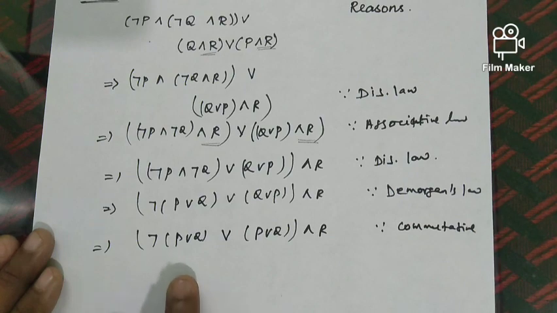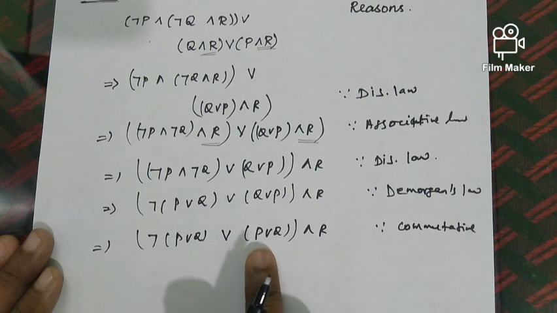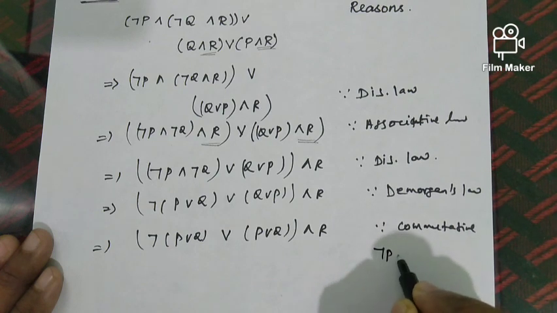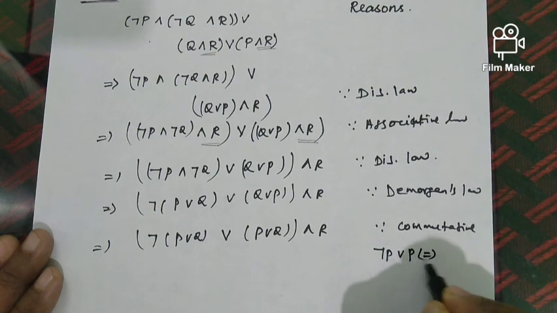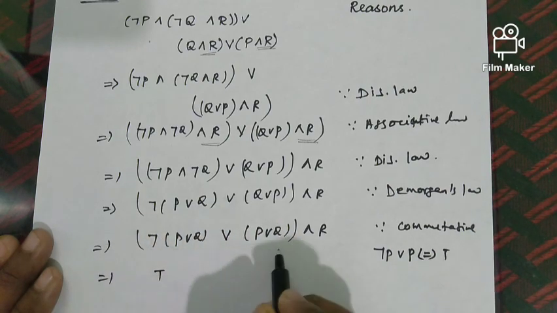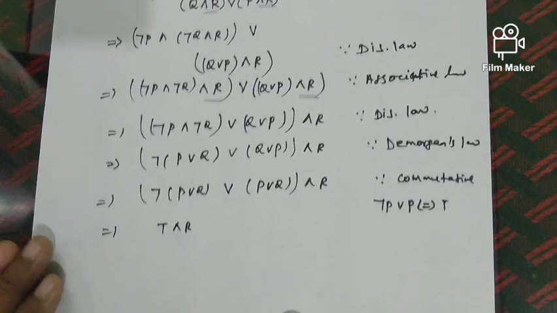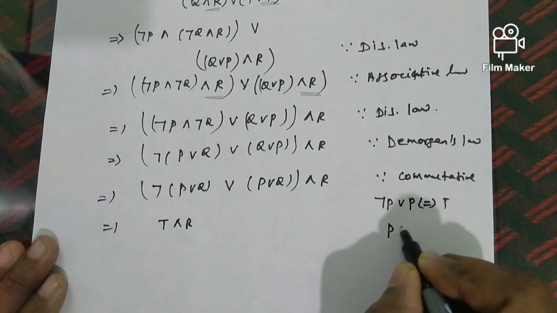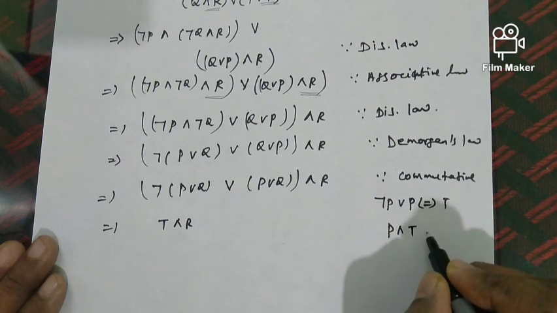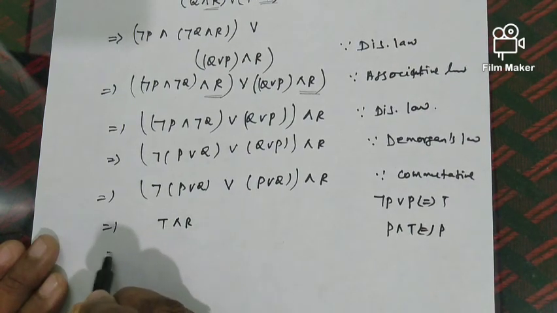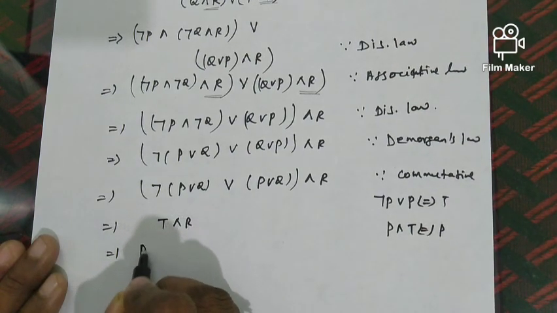Now look at this one. This is of the form negation P or P. Here also P or Q, you consider this one as a P and this is also P. So this is of the form negation P or P. So negation P or P is equivalent to true. So this whole value will become true and R. We know very well that and means multiplication. So P and T, any proposition with T, the value is the same proposition. So here also T and R means T is 1, and 1 into anything, the same number will come. So which is equivalent to R.